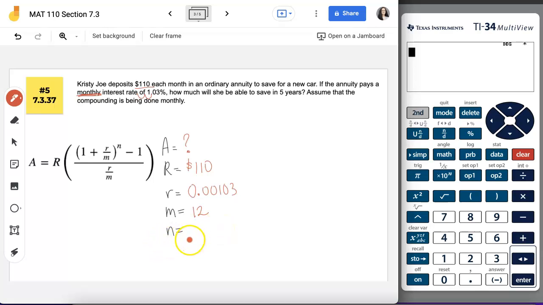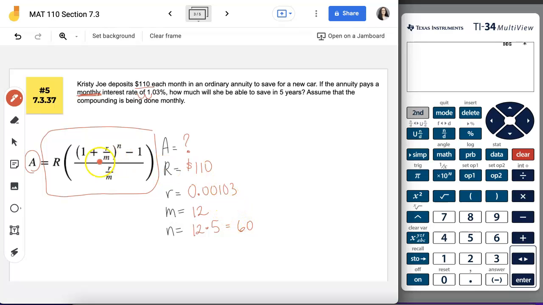N is the total number of periods of compounding. If you recall, we could calculate that by doing M times the number of years. So in other words, 60. So all of this information here is going to go into this formula. Now, one quick thing I want to notice is that A is what we're being asked for, and notice that A is already isolated here in this formula. So I could substitute all of these values into the formula, directly into my calculator even, without having to do any intermediate steps.